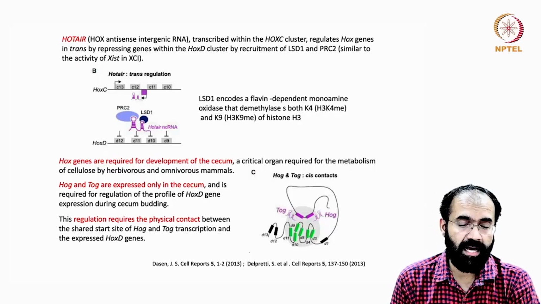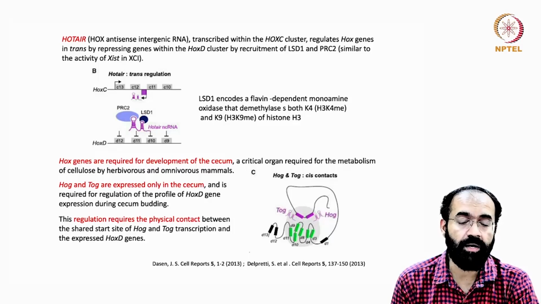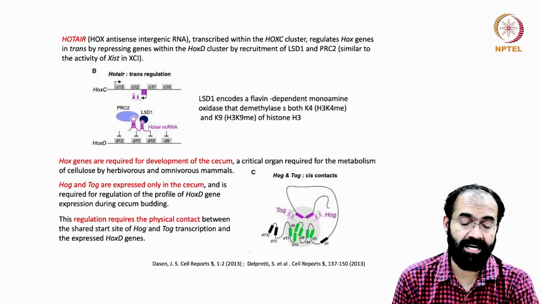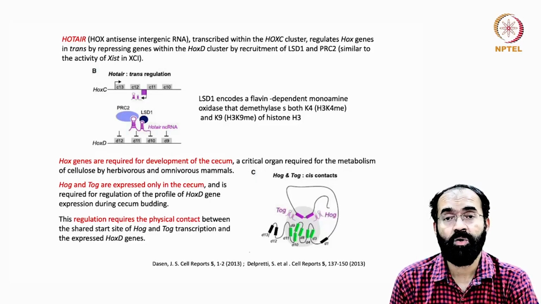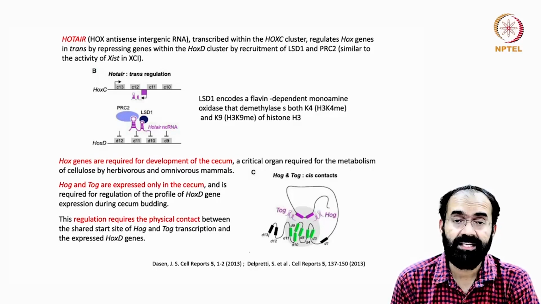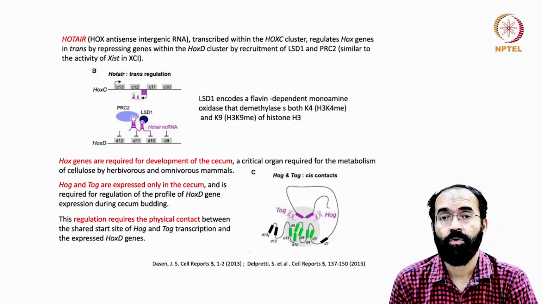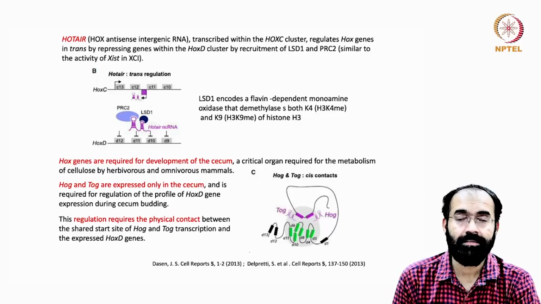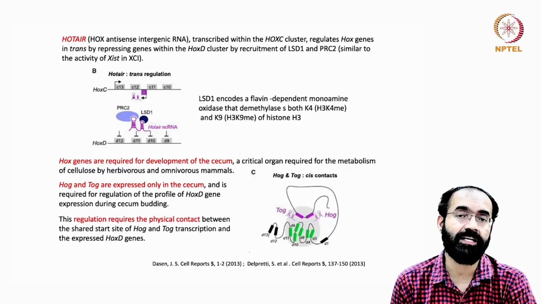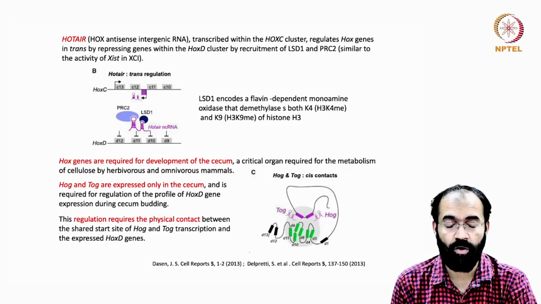So two other non-coding RNAs, HOG and TOG, are expressed only in the cecum and are required for the regulation of the profile of HOXD gene expression during cecum budding. So some non-coding RNAs have to make sure that the HOXD gene is allowed to express in the place where the cecum organ has to form. So HOXD has a connection with the cecum organ forming.